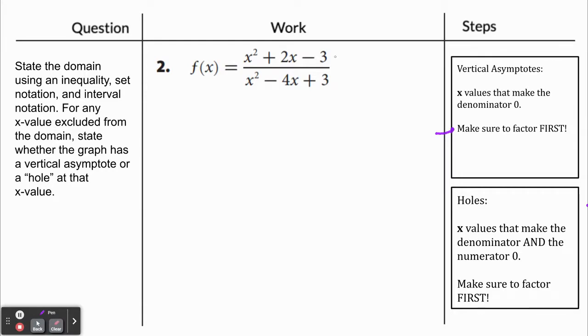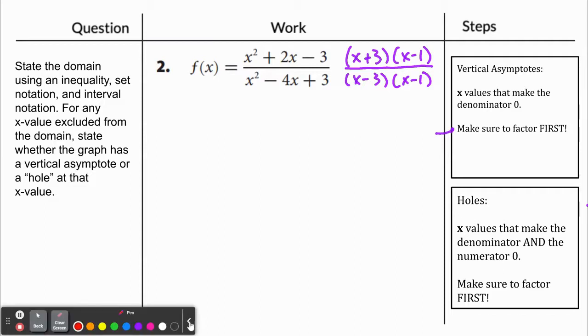So I'm really going to make this into factored form by taking the factors at the top and the bottom. Looking for numbers that multiply to -3 and add to +2, which is going to be x plus 3 and x minus 1, because 3 times -1 is -3 and 3 plus -1 is 2. Now the bottom, same idea: multiply to 3 but add to -4, and that would be x minus 3 and x minus 1.